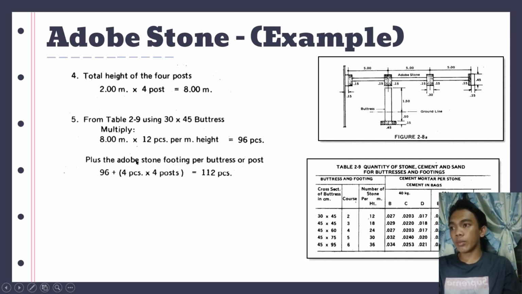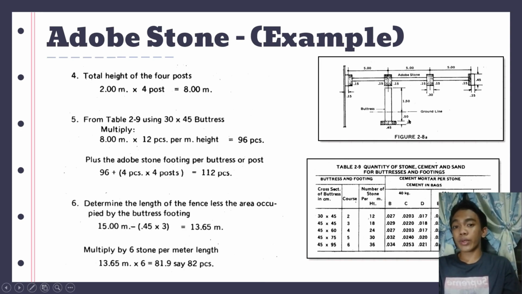Then plus the adobe stone footing per buttress or post. So we have here 1, 2, and 3, 4 from the other side. So 4 pieces, and we have here 4 posts. So 96 plus 4 times 4 will be equal to 112 pieces. We need 112 pieces of adobe stone for our post and also for our footing.